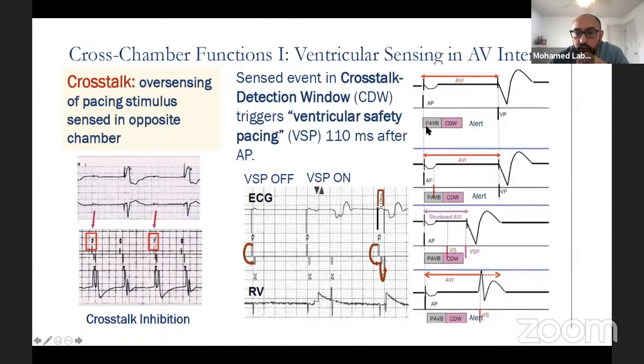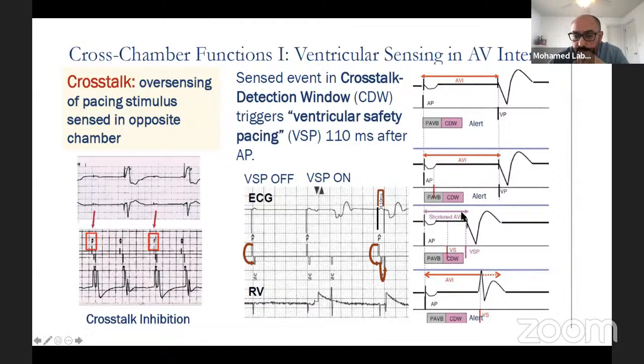There's the post-atrial VP, and then you have what we call the crosstalk detection window, which is a certain time after a paced or sensed atrial event. So you tell the device, if you sense anything during this window, I want you to just pace in the V. And this is a safety pacing feature.